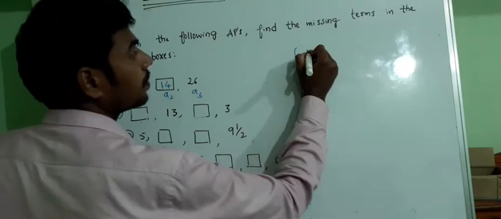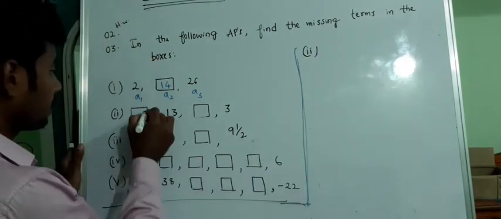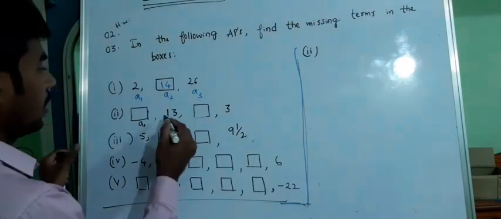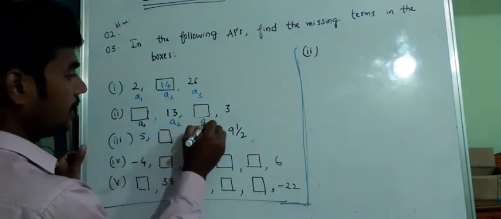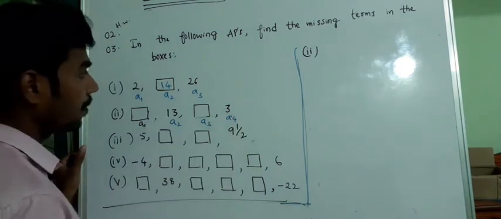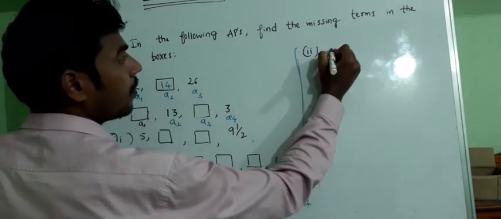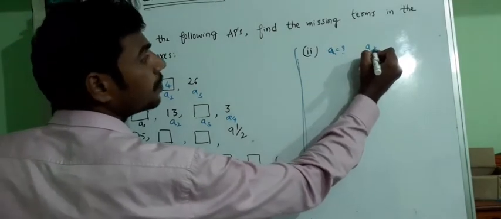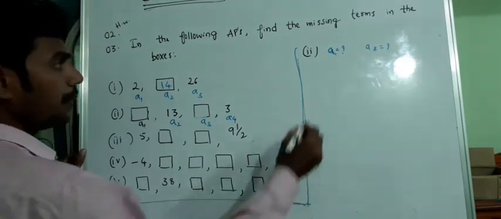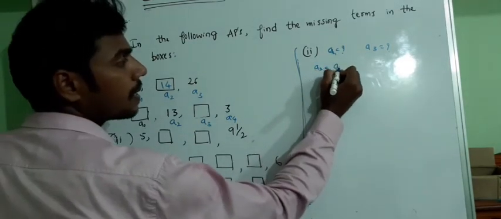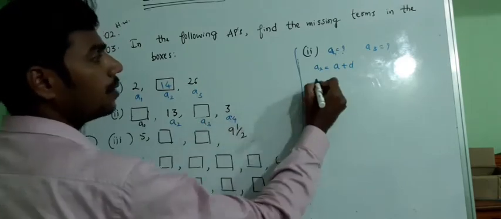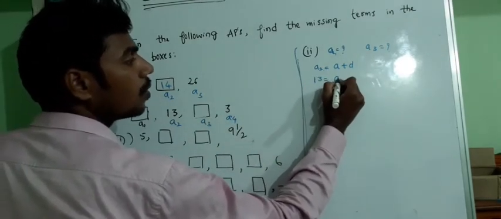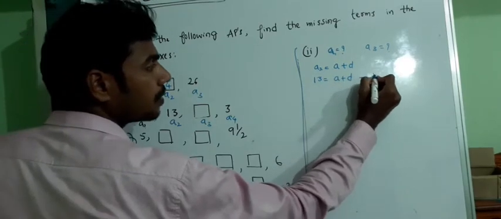Second question. I'll name it as A1, A2, A3, A4. So we need to calculate A1 and A3. What do we know? We know A2. A2 is equal to a plus d. What is A2? 13 is equal to a plus d. I'll call it equation 1.